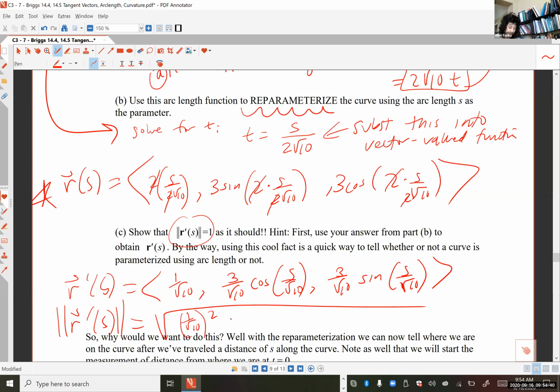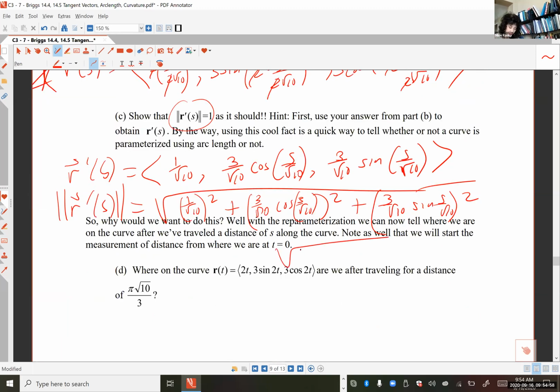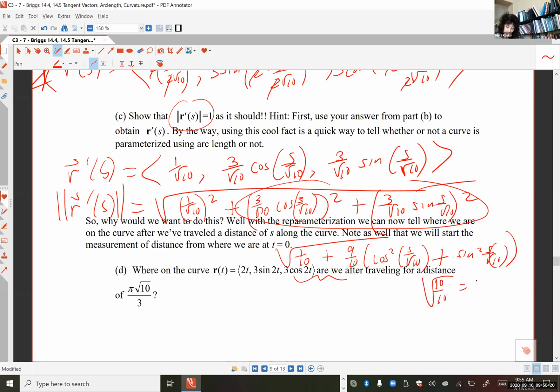So if you take the square root of the sum of the squares of all of these components here, we're getting somewhere. Then you try to simplify that radical somewhat, and you're going to get the square root of 1/10 plus, and then these two terms here have a common factor of 9/10. If you factor out the cos squared plus the sine squared and use your little trig identity that says, hey, that's going to be a 1, you'll get 1/10 plus 9/10, but that's 10/10, and you have the square root of 1, which is 1. So hey, the speed is 1 like it should.